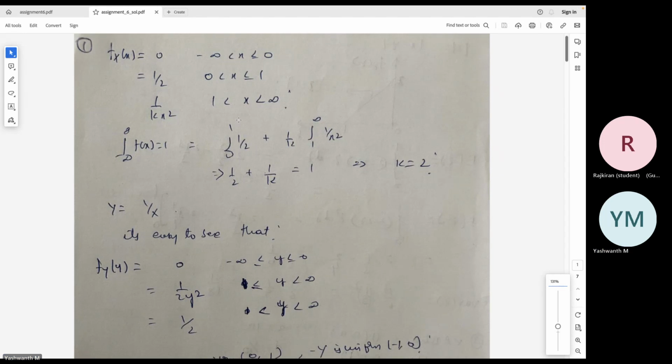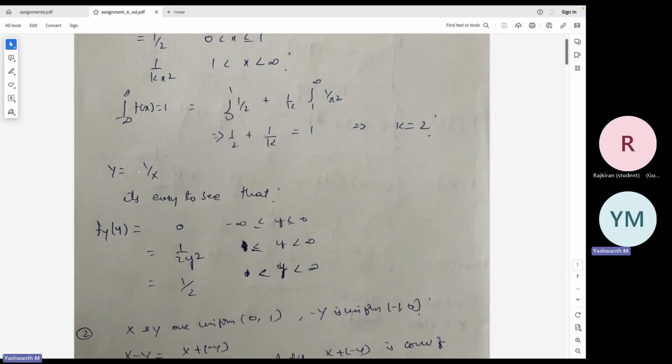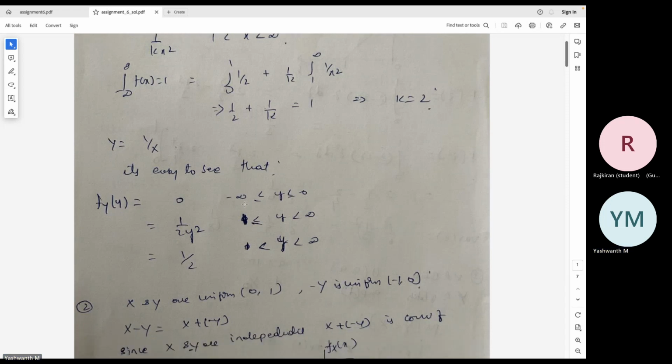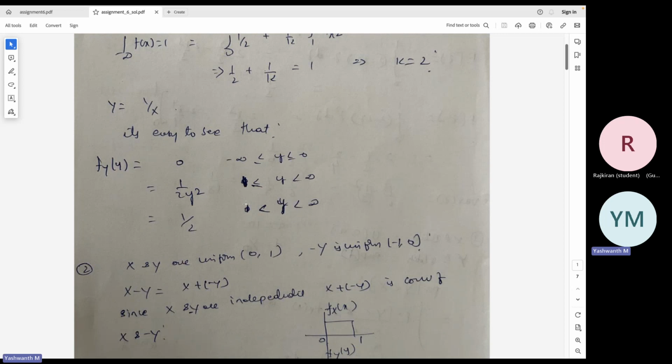Okay, this is it. Because it is density, it should integrate to 1, and when you do the integration, you get k as 2. Okay, so this is whatever I've just explained, I just put it down. That is very simple. Any questions on this? If not, we can move to the second question.